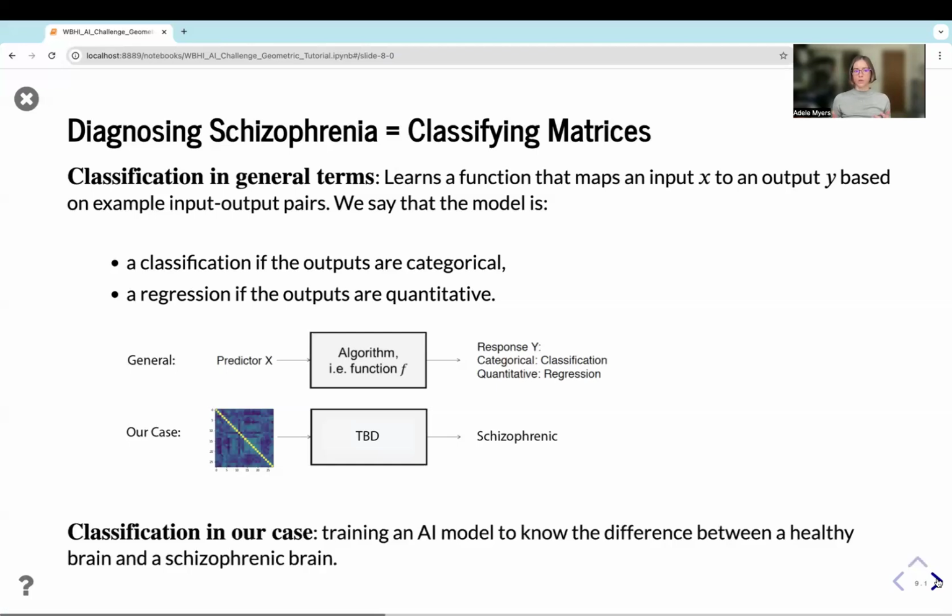In our case, we're training an AI model to know the difference between a healthy brain and a schizophrenic brain. So when we train the model, we'll give the model a bunch of connectomes, and we'll tell the model whether each of those connectomes is schizophrenic or healthy. And then in the end, we'll be able to show the model an entirely new connectome that it has never seen before, and it will be able to predict whether that connectome is schizophrenic or not.